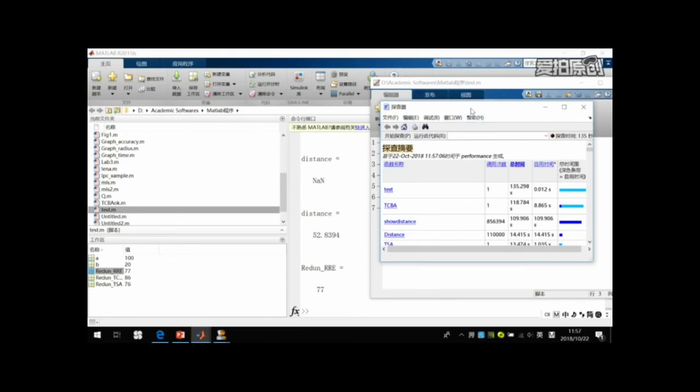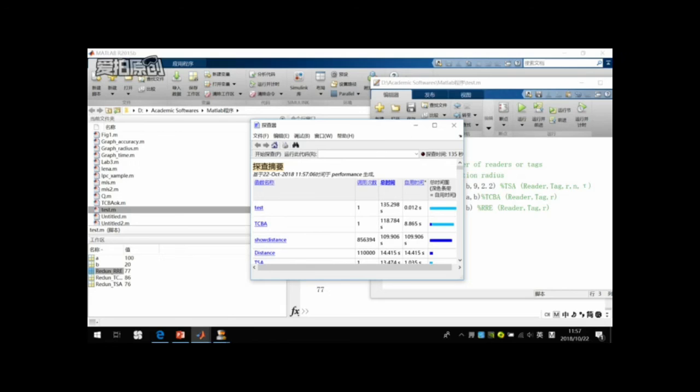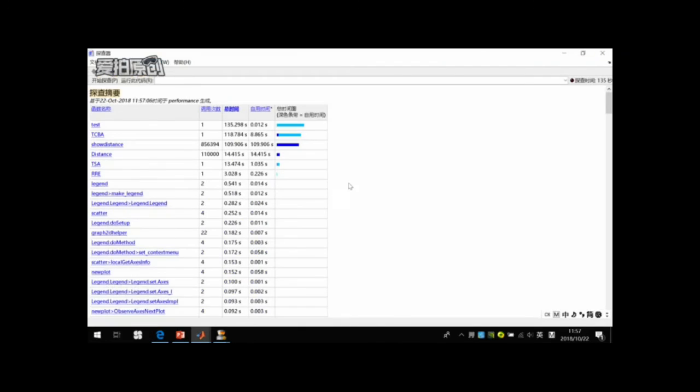However, for its running time, the TCBA costs a long time, about 100 seconds. But for TSA, only 13 seconds. Wow, I think TCBA is not efficient, but TSA is more practical to satisfy the real environment's needs.